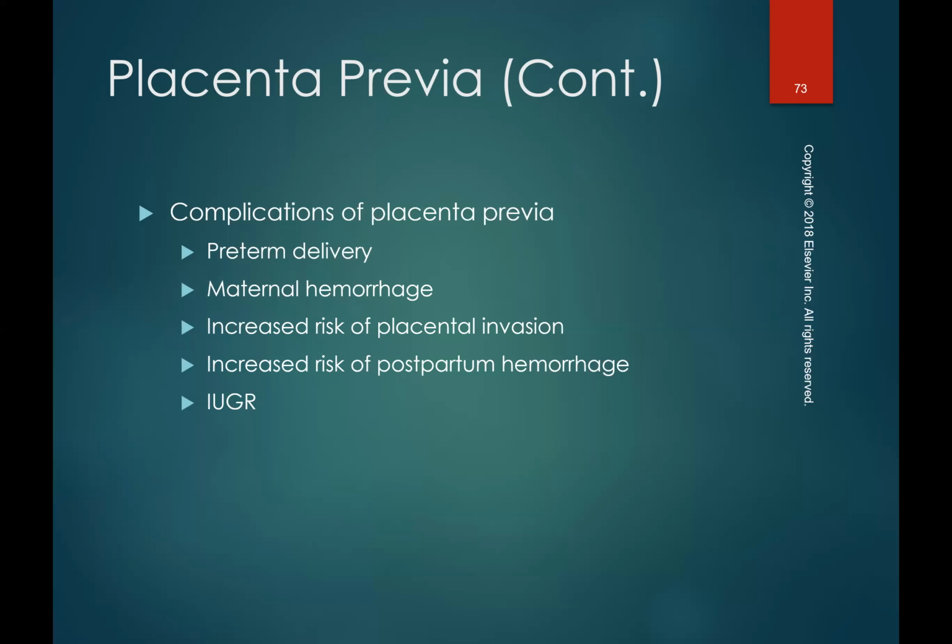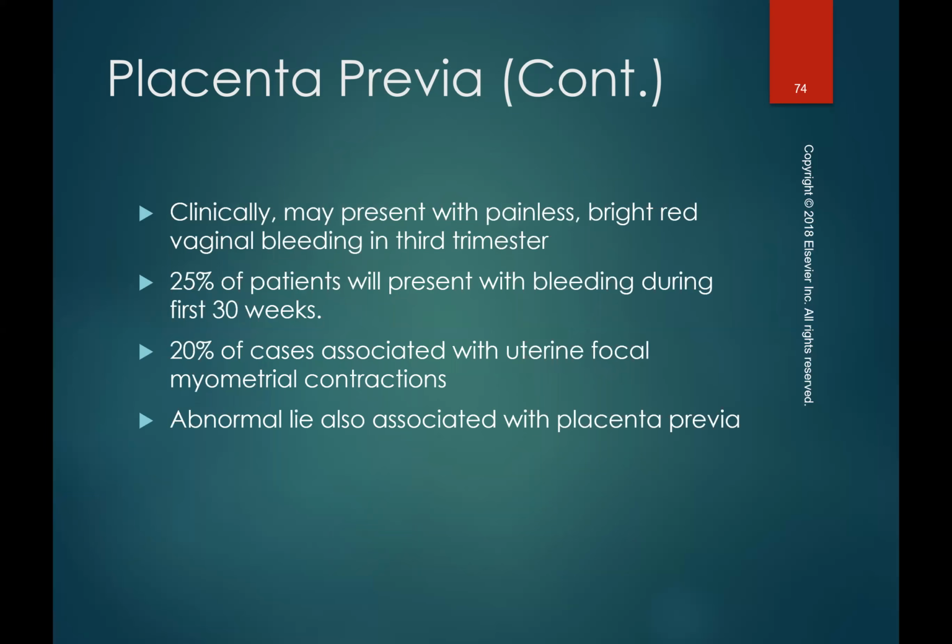These are the complications of a placenta previa: preterm delivery, maternal hemorrhage, increased risk of placental invasion into the myometrium, increased risk of postpartum hemorrhage, and intrauterine growth restriction. Clinically, a mom will present with painless bright red vaginal bleeding in the 3rd trimester with a complete previa. 25% of the patients will present with bleeding during the first 30 weeks, and 20% of cases are associated with uterine contractions. So basically, if the mom is bleeding throughout the pregnancy, that could hint at placenta previa.